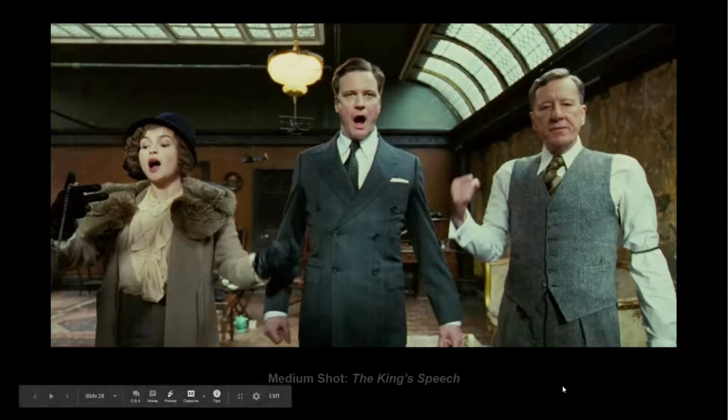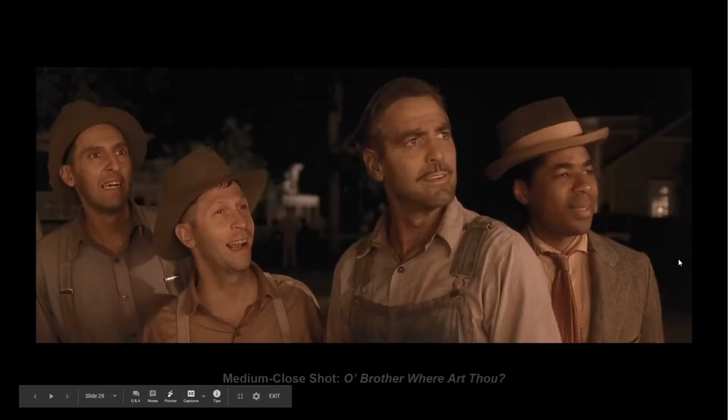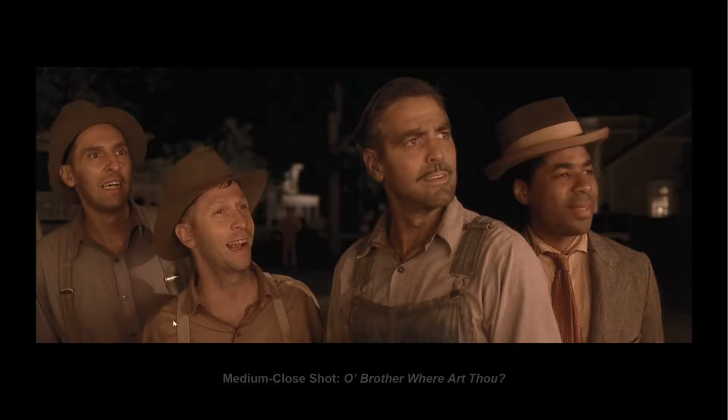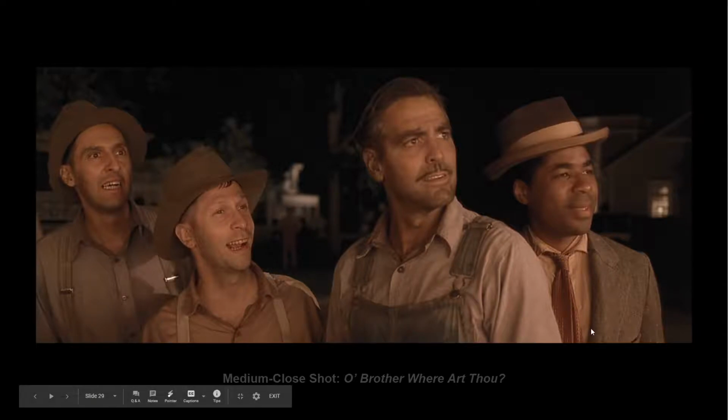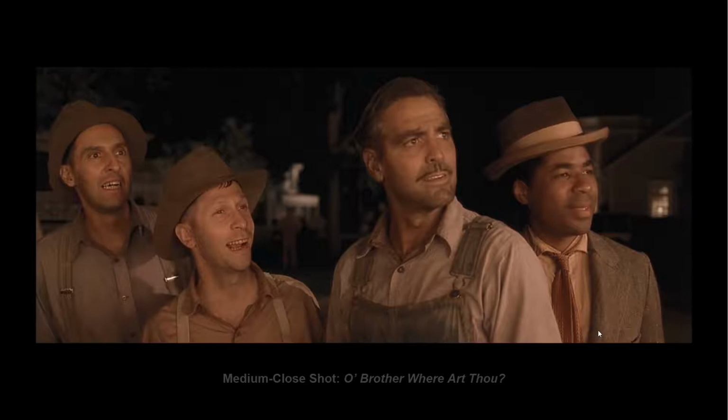Here's another medium shot, or maybe it might be closer to a medium long shot, from The King's Speech, showing this interaction between these three characters. Here's a medium close shot. So it's not uncommon to get a close and personal shot but have multiple characters. It's less common, but it's not unheard of, from O Brother, Where Art Thou.